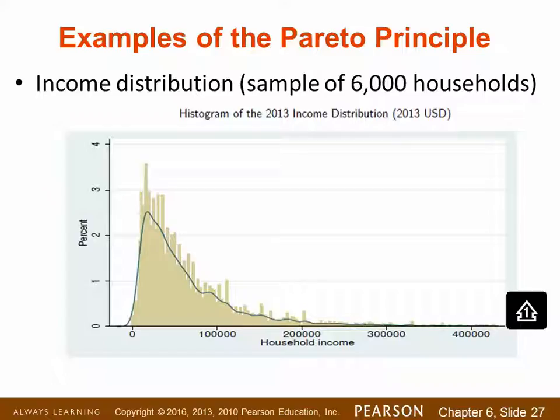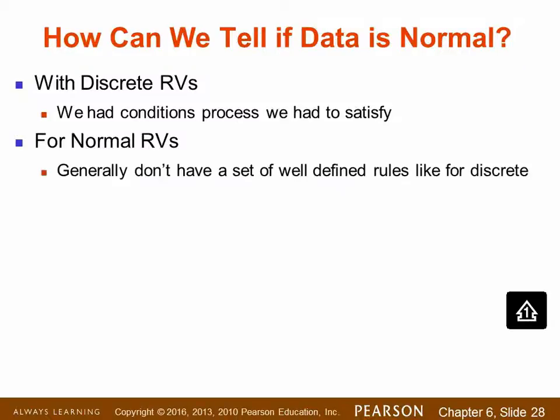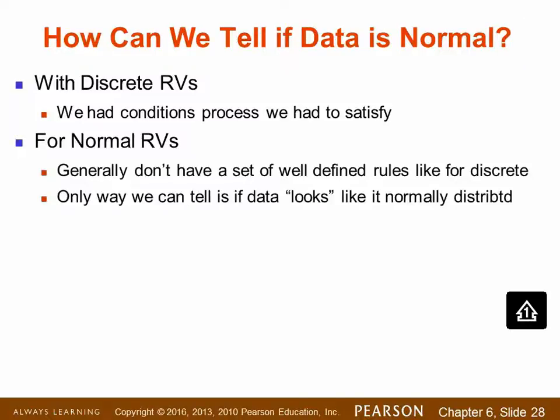So the whole point is that a lot of things in finance are not normally distributed. So we have to check whether the data is normally distributed. How do we do that? Well, here's the problem. With discrete, we had these nice rules. For normal, we don't have rules. So we have to actually look at the data. We need to plot the data, compute some things, and see if the data behaves like a normal distribution. That's the only way you can know.